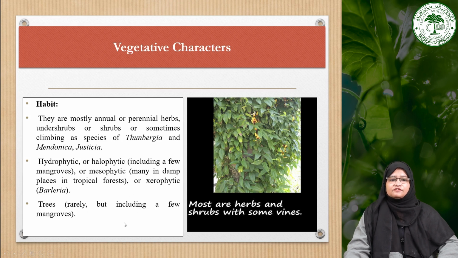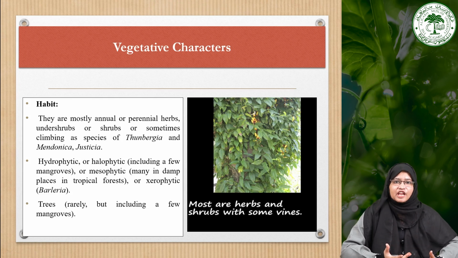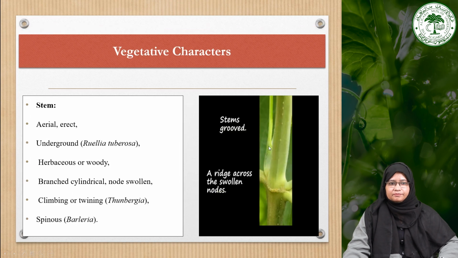So the habit of this family is quite diverse. All types of plants are present in this particular family, from herbs to, in general, shrubs. Rarely, sometimes they are also present in the form of trees. So you can see here that generally they are herbs, shrubs and sometimes vines also, showing the habit of this particular family. Now moving towards the next, that is the stem.